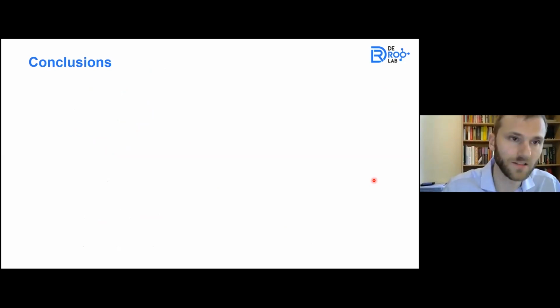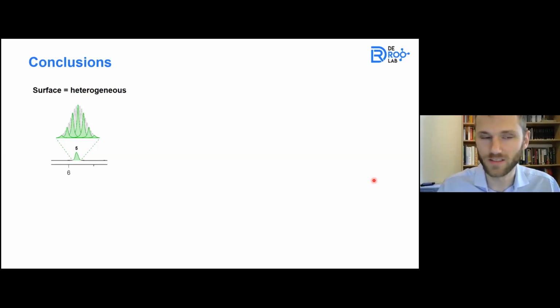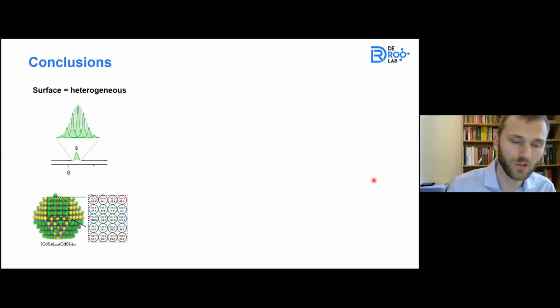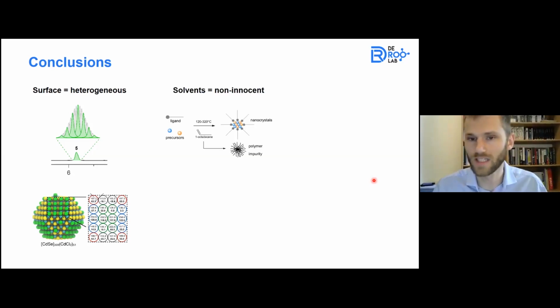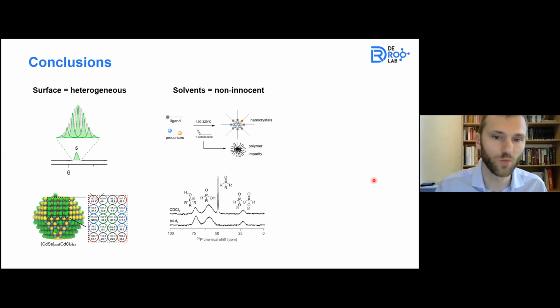I told you that the surface is a very heterogeneous place. So the NMR line width is broad because of incomplete solvation of these ligands. At the same time, the binding affinity is also not unique, but there is a whole range of binding affinities. Second, solvents are non-innocent. Octadecene polymerizes, TOPO decomposes, both causing colloidal troubles and impurities in your final nanocrystal product.